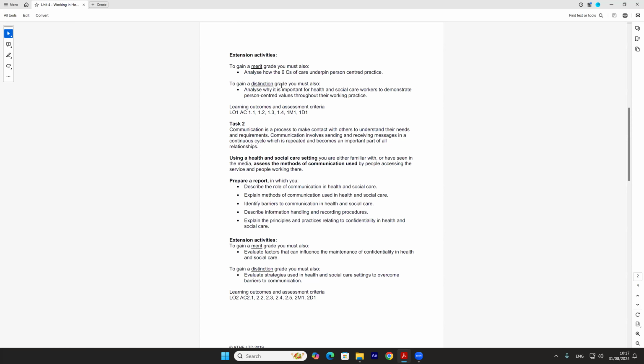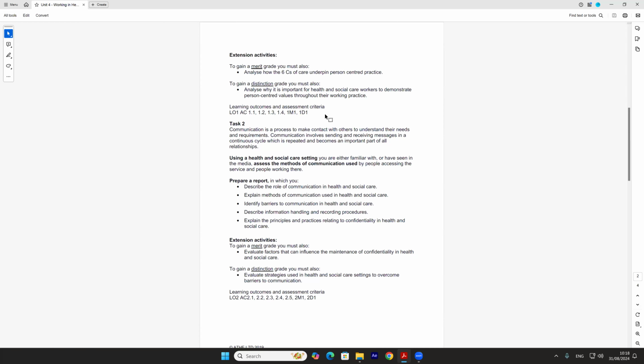For example, in this one, when we are doing task one, first we will do 1.1, then we will go for 1.2, then activity 1.3, then 1.4. So these all are the pass criteria. Then we'll go for merit 1M1, and for distinction we'll go for 1D1. So we will go in sequence: 1.1, 1.2, 1.3, 1.4, 1M1 and 1D1.